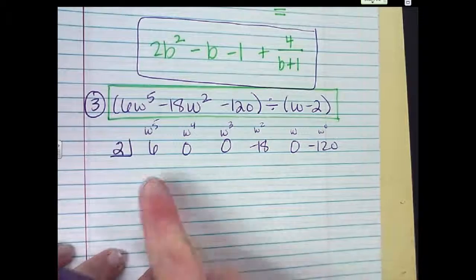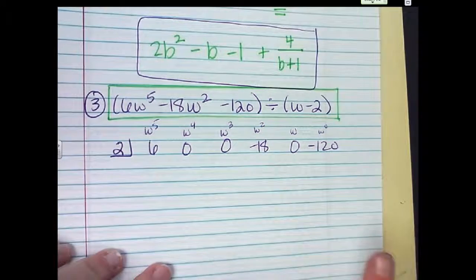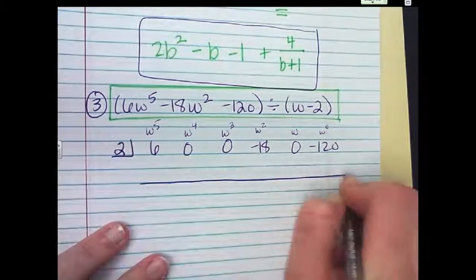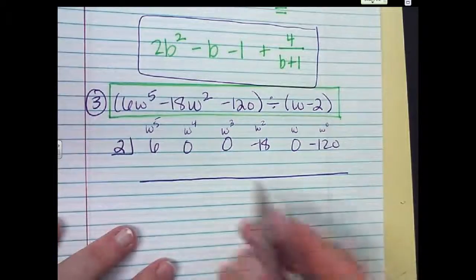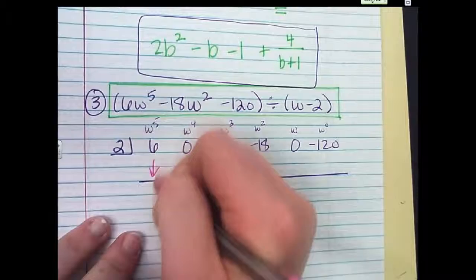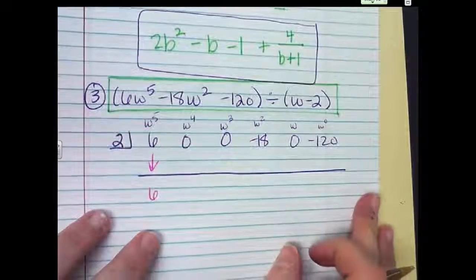So this is the part you have to be careful of, is when you set it up. That will give you the incorrect answer. So drop the 6, and you'll get real fast with this.